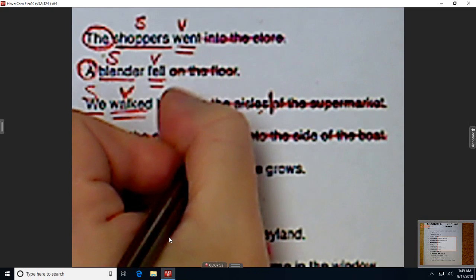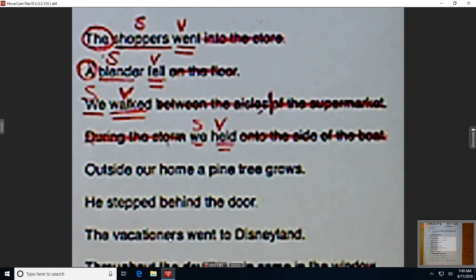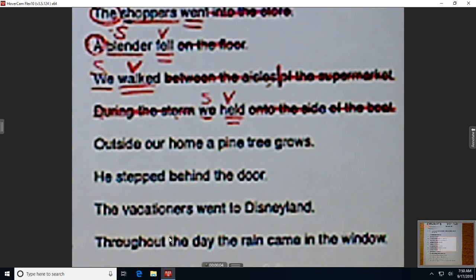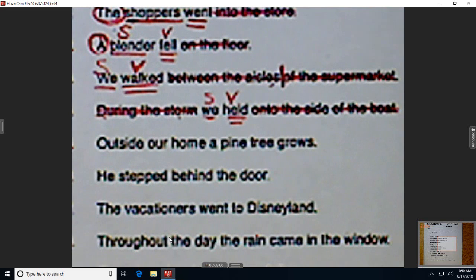See when you find your prepositional phrases and you get rid of them, how easy it is to find the subject and the verb of the sentence then? Because you've crossed out the majority of the words. Number 5, this is the last one we're going to do today. Outside our home, a pine tree grows.